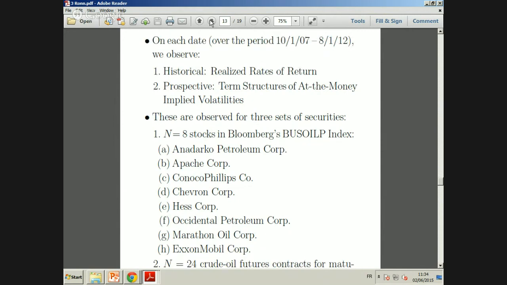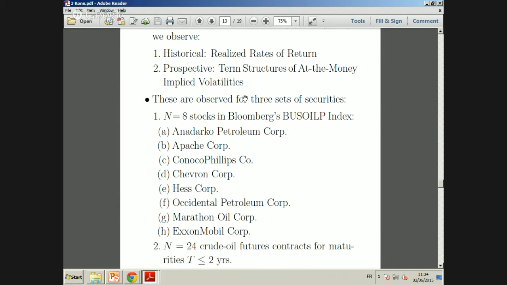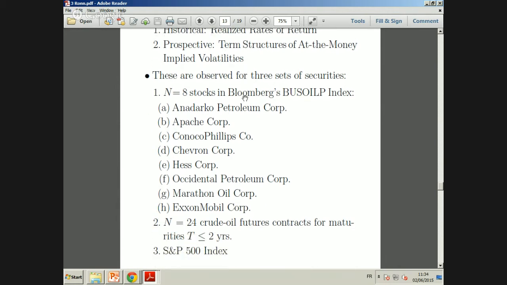We're looking at historical returns, obviously. We're looking at the at-the-money implied volatility. So obviously, you know there's a volatility skew. We're not addressing the volatility skew in this paper. We're just looking at the at-the-money implied volatilities. And so we're looking at these stocks, looking into the future. So those are the 8 equity stocks.